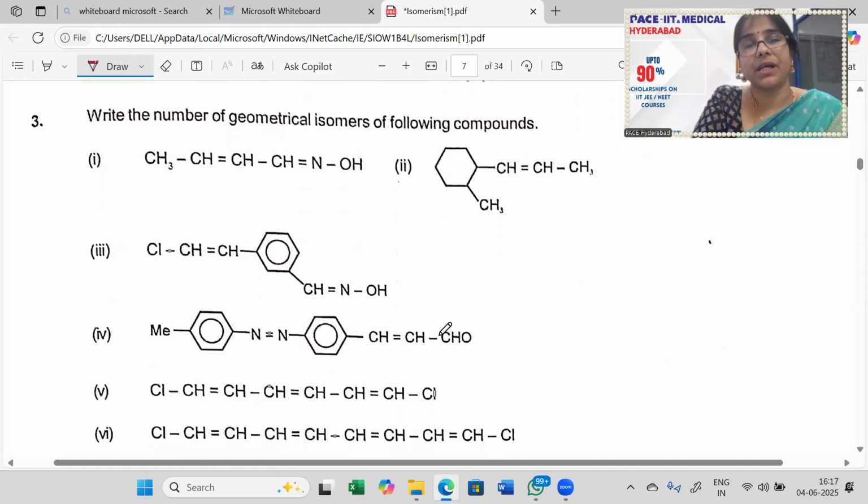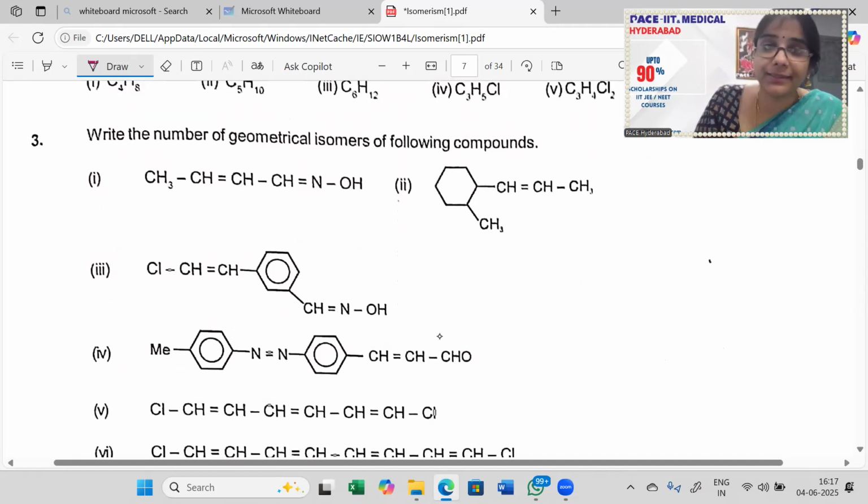Next comes finding the number of geometrical isomers, for which I have already given you a tip, a formula you can use directly, because with such big structures, if you keep on drawing the isomers, it's going to be very difficult. Even if you miss one thing, you're done. So you will not miss anything. Find the isomers and then put in the formula. That's it, you're done. Okay, let's hit question number 3.